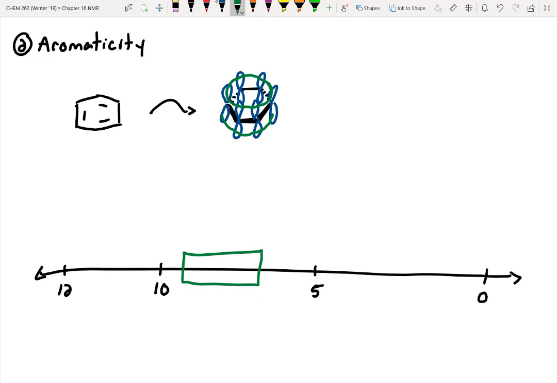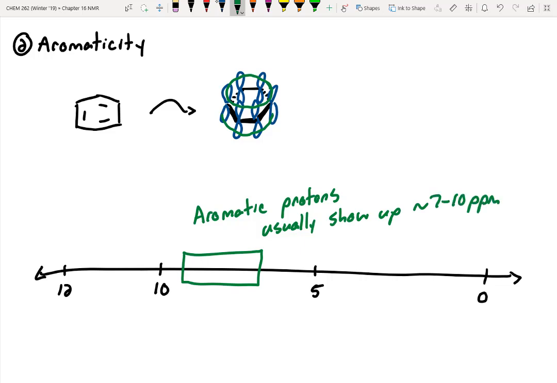aromatic protons normally show up around 7 to 10 ppm. Would that mean that any molecule with any chance at resonance would also shift? No, it's unique to ring systems. So you have to have a ring current going on. If you just have resonance, that's not a current necessarily, whereas a ring system is a current. This is called the anisotropic effect.